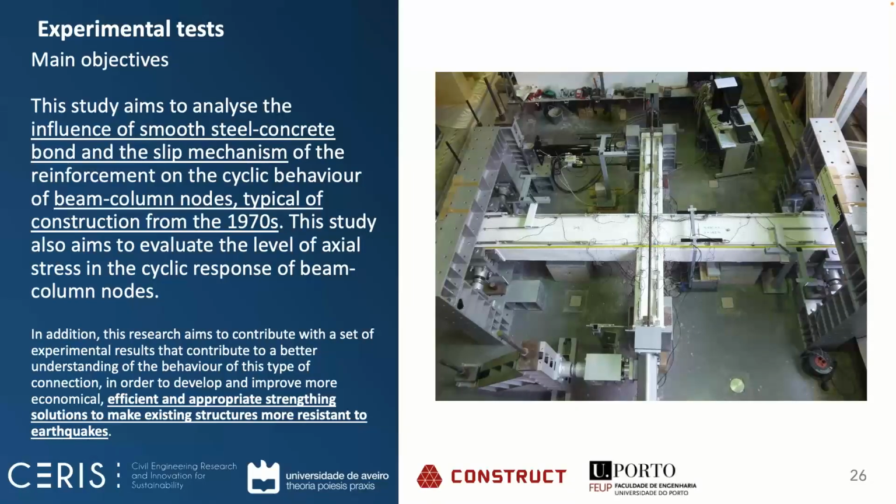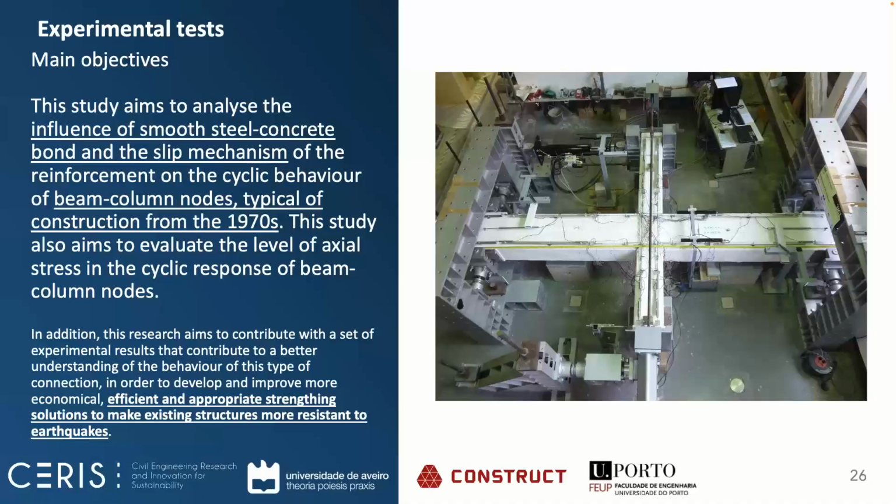These are an experimental test on full-scale beam column joints. You can see here a picture of the lab here at the University of Aveiro. This study aimed to study the influence of smooth steel to concrete bond slip mechanism in beam column joints that represents a typical construction from the 70s, without seismic detailing, with and without plain rebars. So we have tested with deformed rebars and with plain rebars.